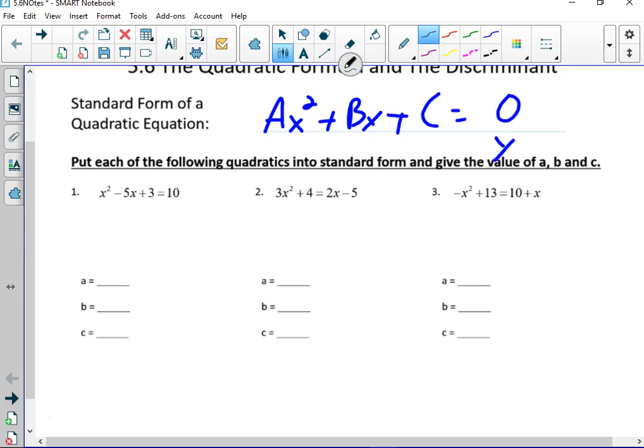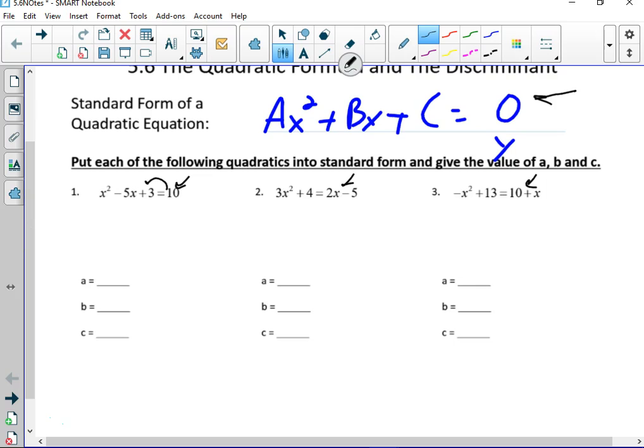Okay, so before you can identify A, B, and C of the quadratic formula, it always has to be equal to 0. This is extremely important. It's got to be set equal to 0. Notice, not equal to 10, definitely not equal to 10. So we want everything on the same side. All right? So to do this, we need to move this over.